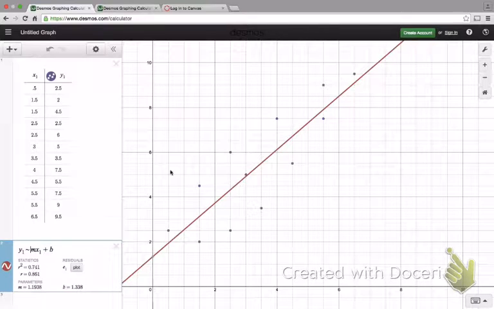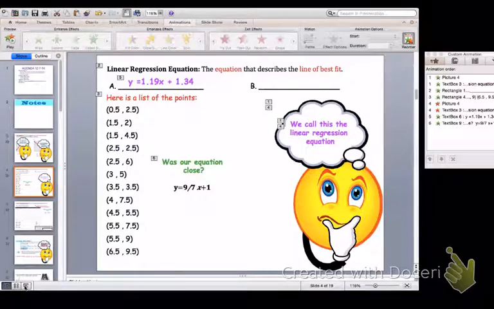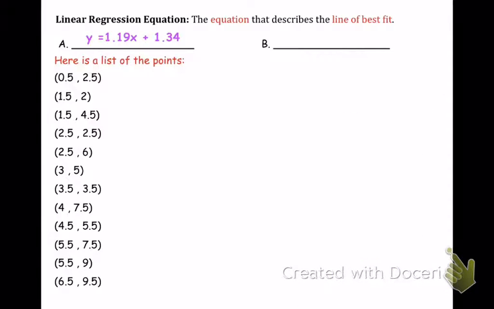So now I have the line of best fit. Down here I have the actual slope and the y-intercept that goes with it. So the slope is 1.1938. Let's just round it to the hundredths, so 1.19. My b value is 1.338. I'll just round it to 1.34. So let's go ahead and put that on our actual notes. So here it is. We got y equals 1.19x plus 1.34.